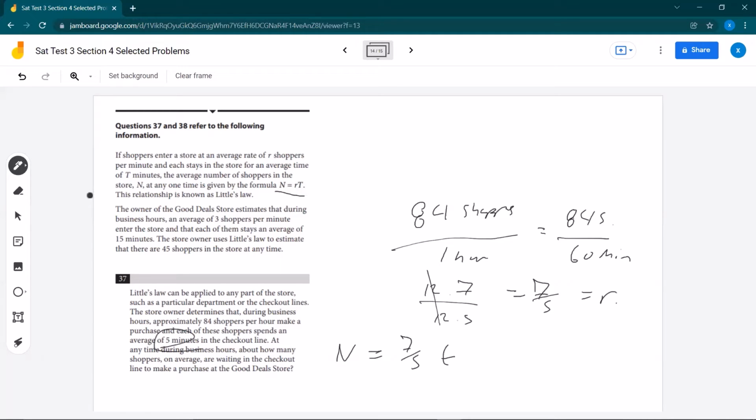And we know our T is 5 because we're referring to the checkout line here. So on average, how many shoppers are waiting in the checkout line to make a purchase? We simply plug in our T to this equation, which gives us N equals 7 over 5 times 5, which equals 7. So our final answer here is 7.